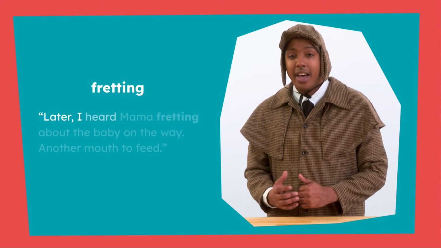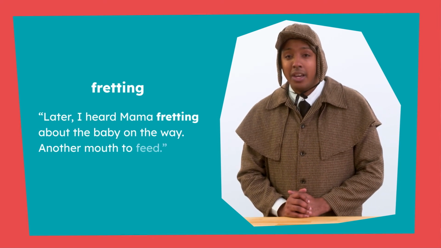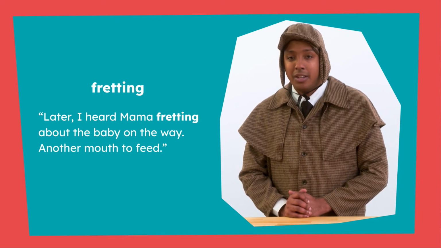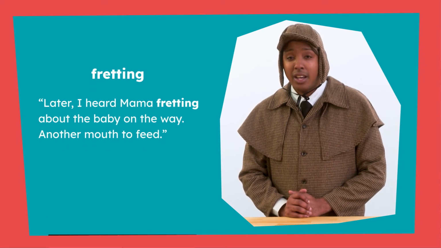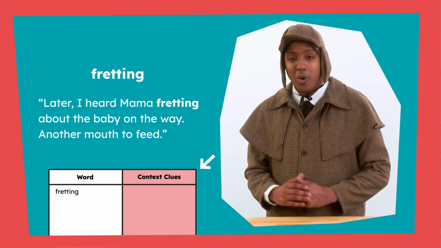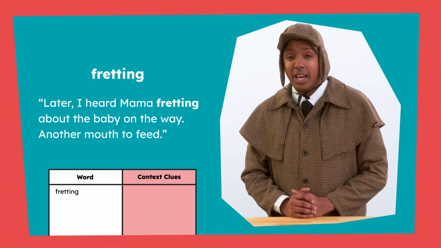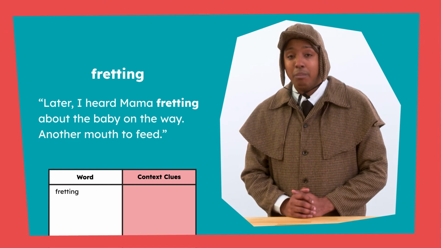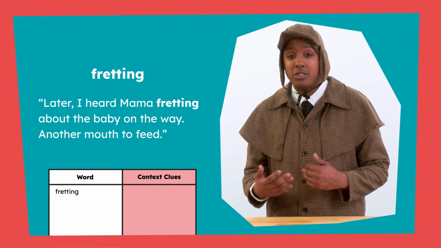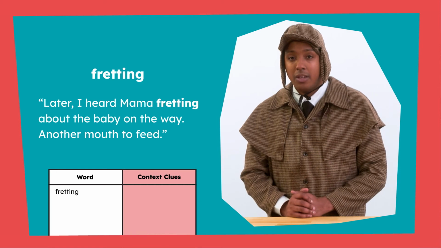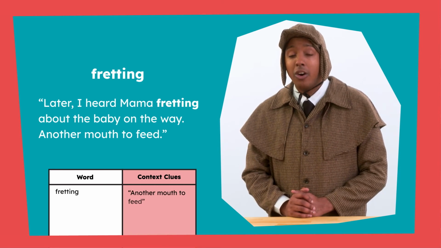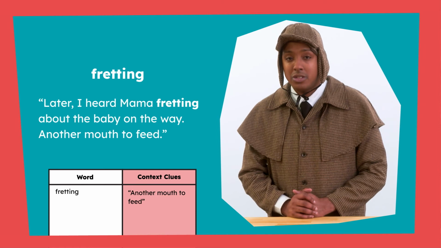What word is our unknown word? Correct. Fretting. Reread the sentence that contains the word fretting in our passage. Later, I hear Mama fretting about the baby on the way. Another mouth to feed. What could be our context clue in the sentence? Right. Our context clue is that there is another mouth to feed. Because there is another mouth to feed, Mama is fretting about what it means for the family. Let's place another mouth to feed on our graphic organizer under context clues.